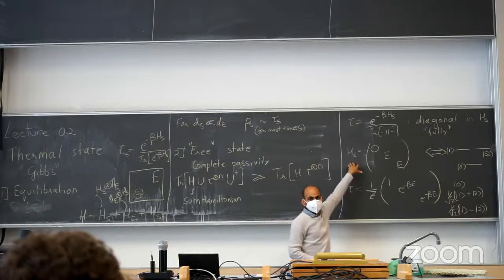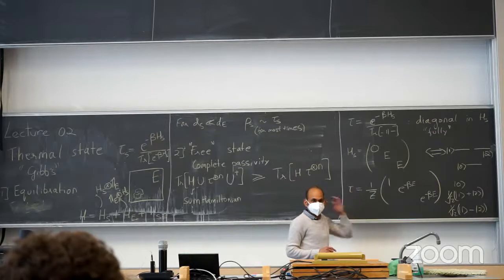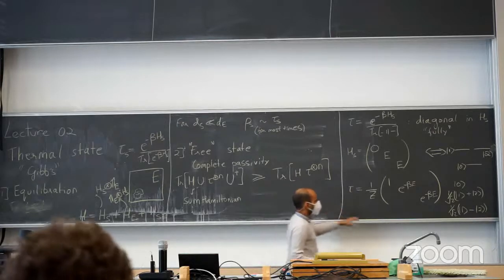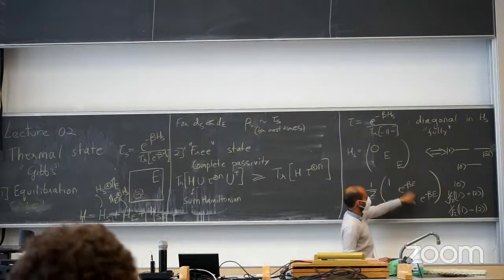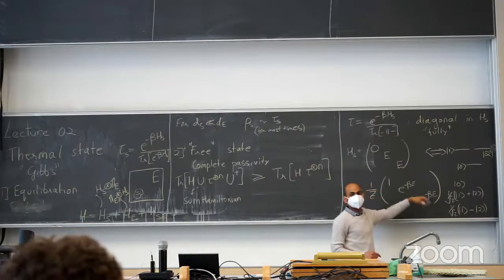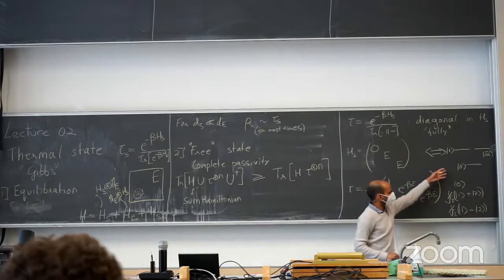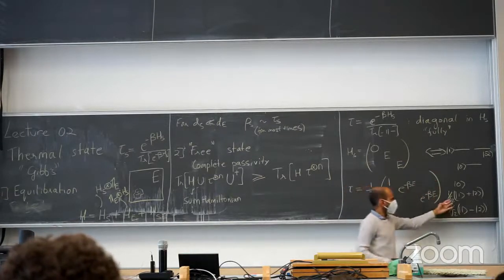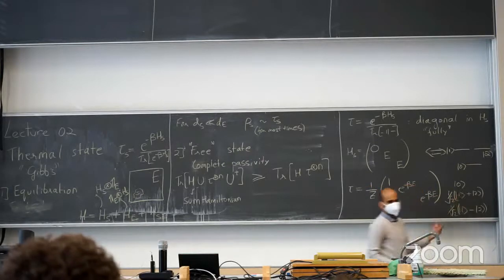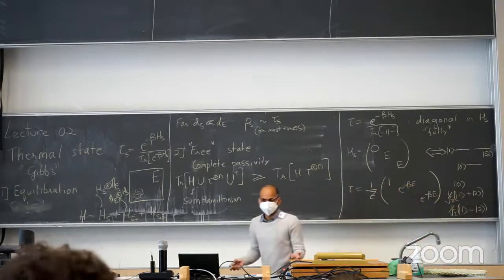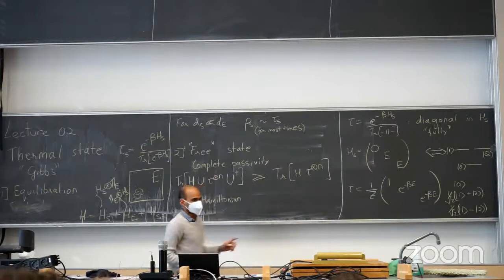This is not true for any other general state. So for instance, I could have another general state where I put different populations in the second and third state. It would look diagonal in the 0, 1, 2 basis, but then if I change to 0 and these superpositions of 1 and 2, it would no longer look diagonal. So this is an important distinction. Any questions?